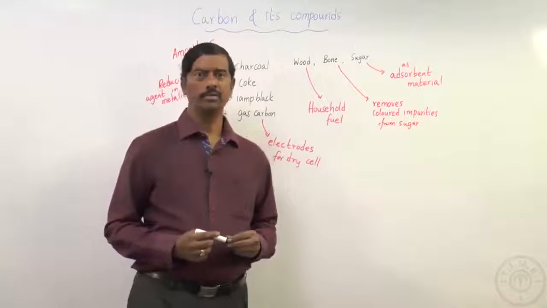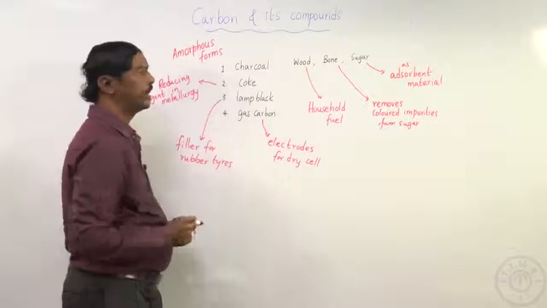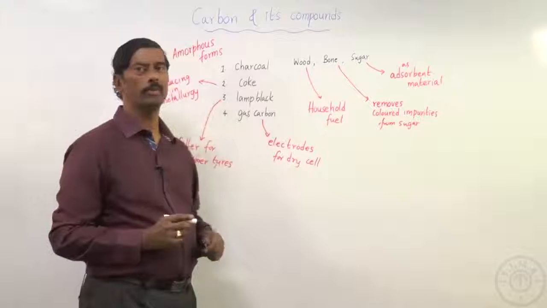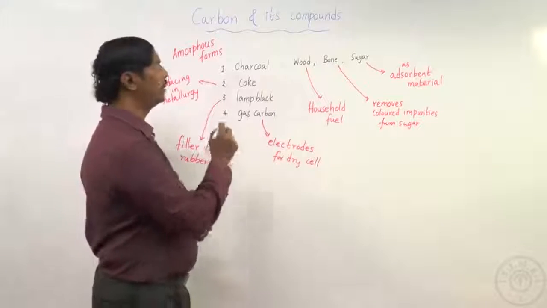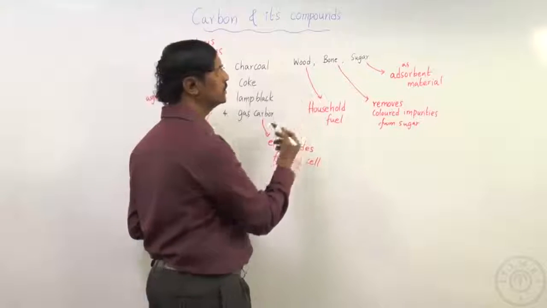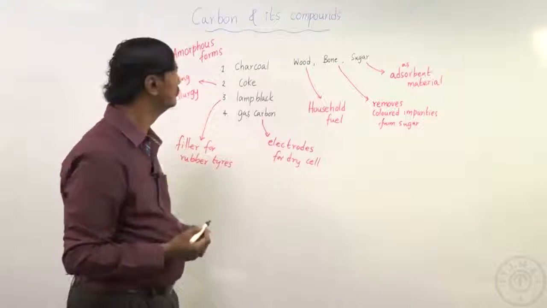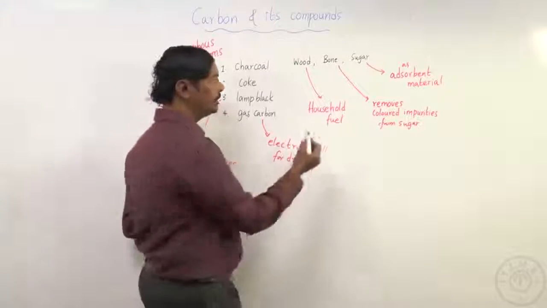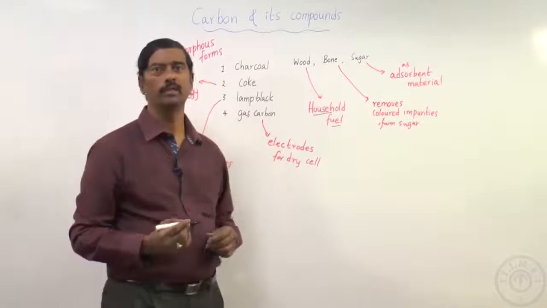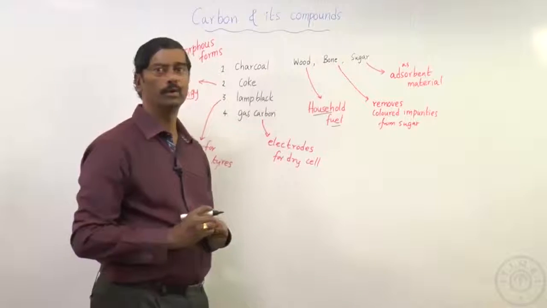We'll now look into the amorphous forms. We've already mentioned that they are charcoal, coke, lamp black and gas carbon. Now charcoal can be divided into three more types depending on the source: wood charcoal, bone charcoal or sugar charcoal. Wood charcoal is used in households as a fuel for keeping us warm in winters, also for slow cooking.